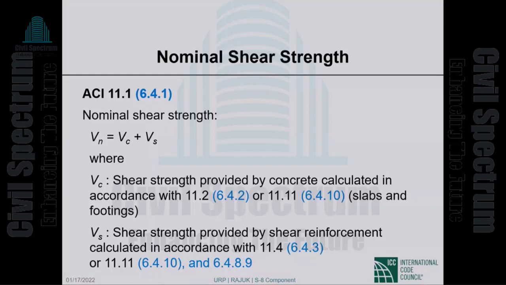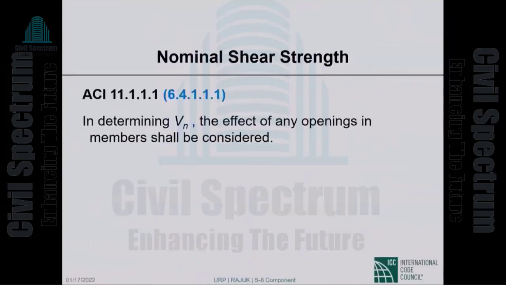And the concrete contribution may have those other multiple parts, may have double shear in it, may have aggregate interlock shear in it. That's totally fine. V sub c is shear strength provided by concrete, calculated in accordance with section such and such. V sub s is shear strength provided by reinforcement, and we will look at the calculation.